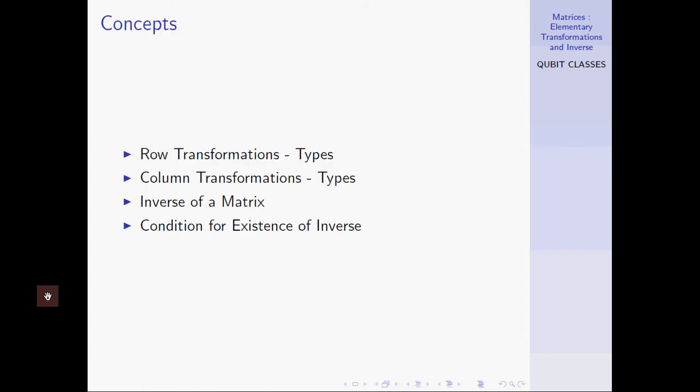So the concepts which we will cover in this video are what row transformations are and what the various types of row transformations are. Similarly, column transformations and their types. Then we will see what an inverse of a matrix is. And finally, we will see the conditions or necessities for the existence of an inverse. We will learn these concepts by solving problems.